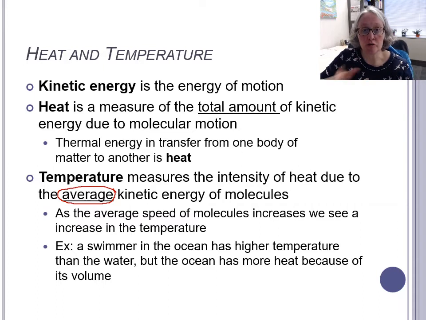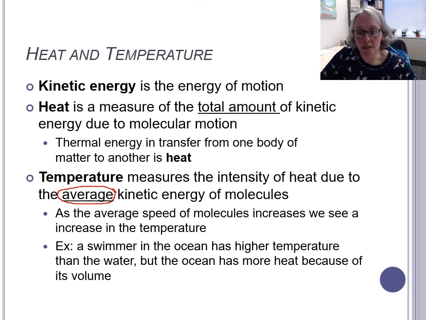Let's imagine that I go swimming in the ocean this weekend. My temperature, if I'm nice and healthy, is 98.7. Okay, so that's my normal body temperature. But the temperature of the ocean might only be 70 degrees. So on average, my molecules are moving much faster than the ocean. So my temperature is higher than the ocean. If we think about me versus the ocean, though, who's bigger? The ocean. Because the ocean is bigger, there's a larger amount of kinetic energy, and so the ocean ends up having way more heat than I do.